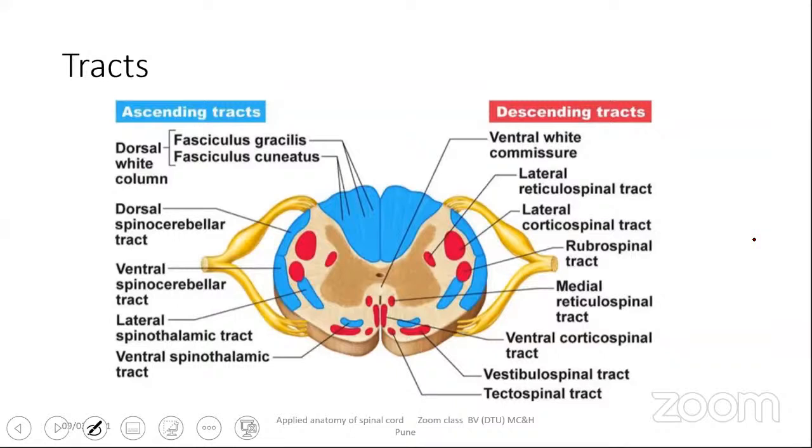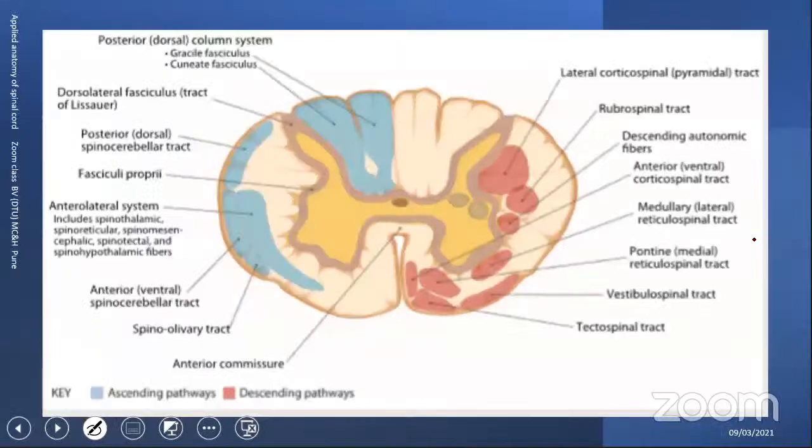So the descending tracts are the lateral corticospinal tract and the reticulospinal tract, the rubrospinal tract, the medial reticulospinal, ventral corticospinal tract, vestibulospinal tracts. So the reticulospinal, vestibulospinal, rubrospinal tracts are all descending tracts. So these are the summaries of the tracts. You can again revise: the posterior columns are ascending tracts. This is Lissauer's tract or dorsolateral fasciculus, which you can see here. The spinocerebellar tracts, the anterolateral system, which includes spinothalamic, spinoreticular, spinomesencephalic, spinotectal, spinohypothalamic fibers, they all ascend.